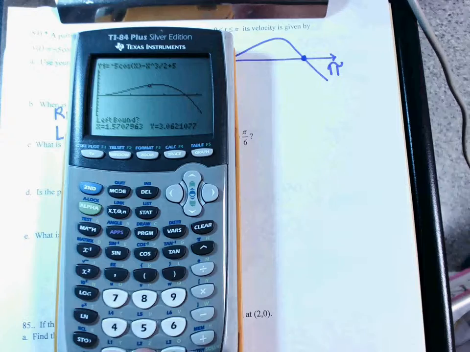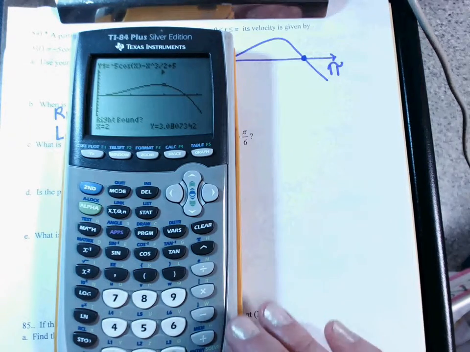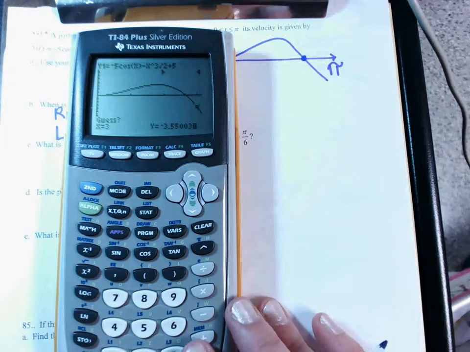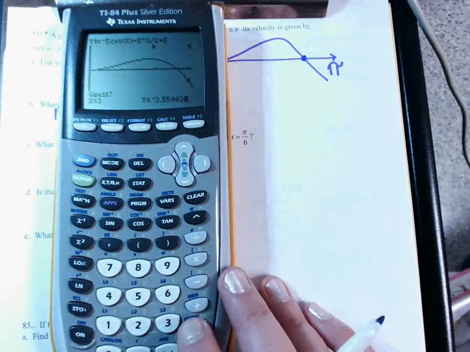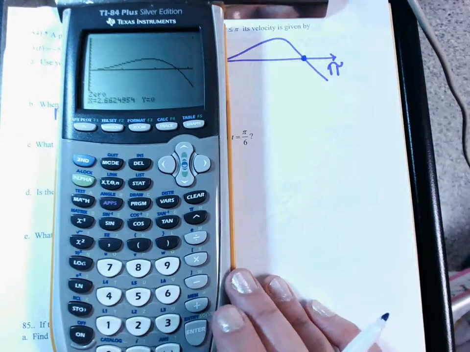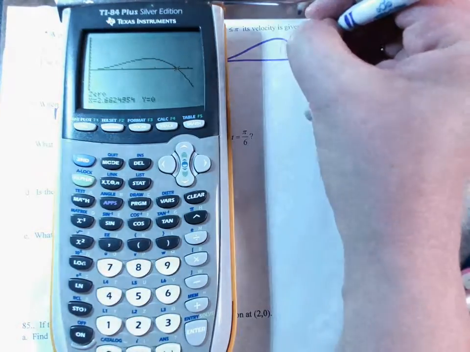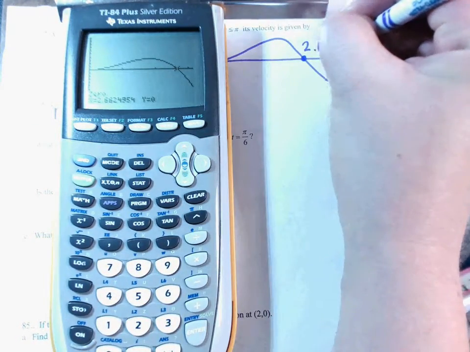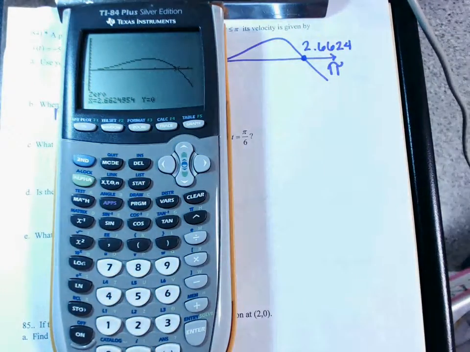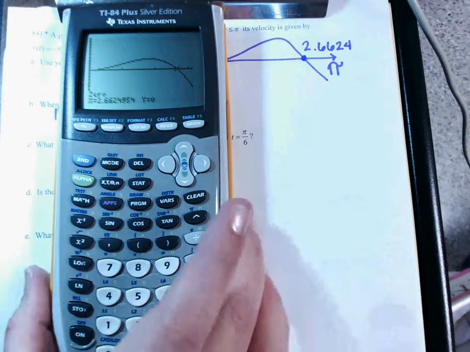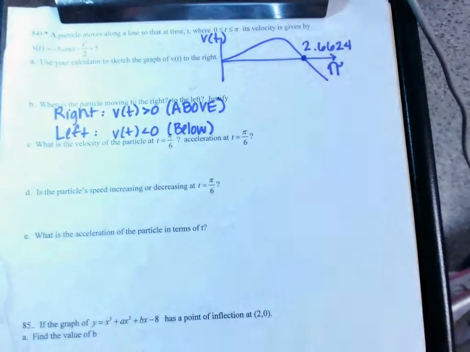My left bound, I'm going to type in 2. My right bound, I'm going to type in 3. You also could do the arrow option if you like that better. Enter. My x value is 2.6624. From there, what would my interval be for my graph to be above the x-axis?